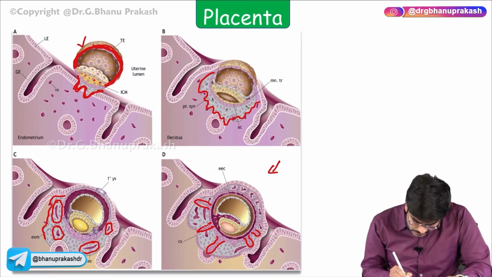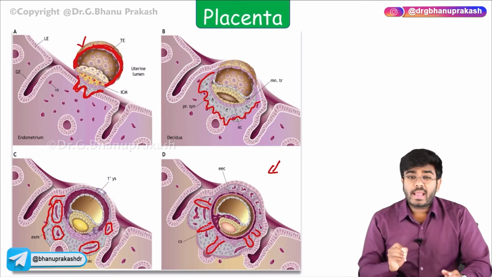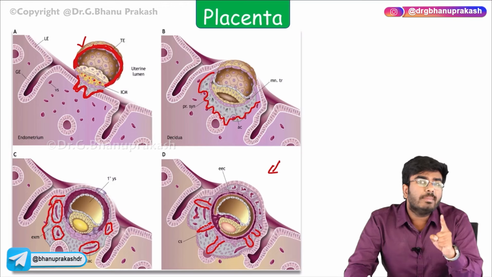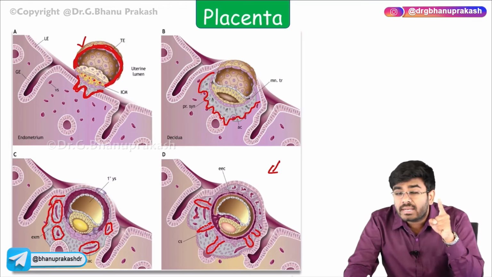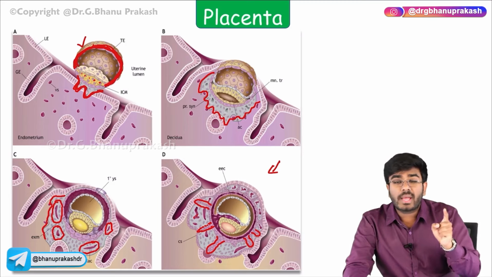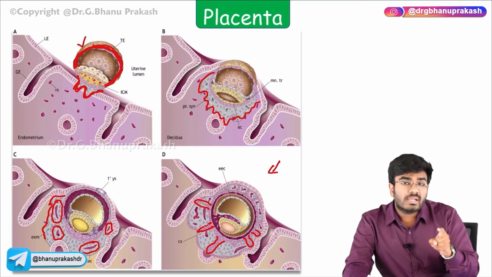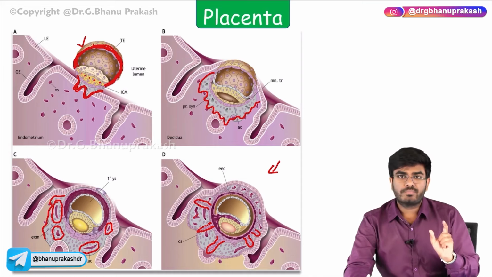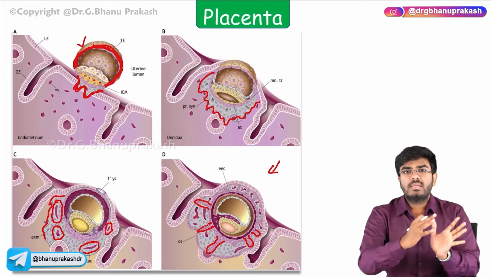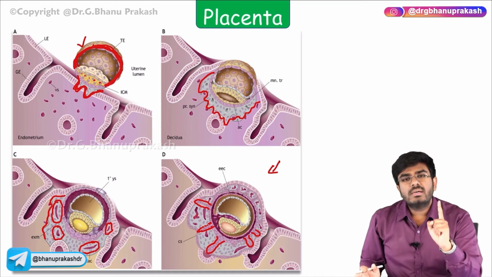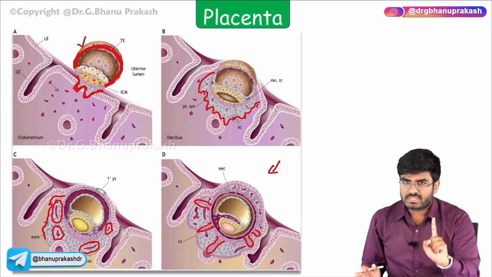See, the lacunae present in the syncytial trophoblast will be filled with maternal blood. The spiral arterioles of the mother are going to release, going to drain blood into the lacunae. Okay, well and good. So mother is giving blood. See, mother is giving blood first.